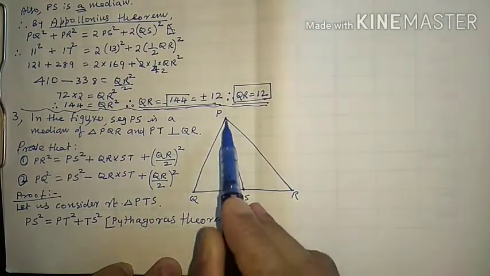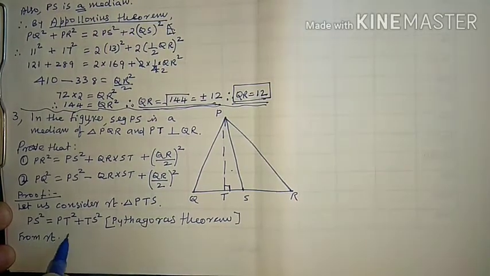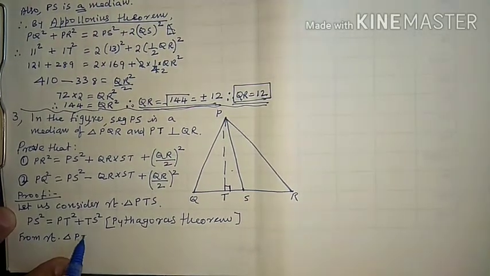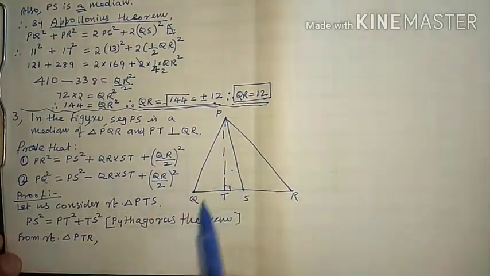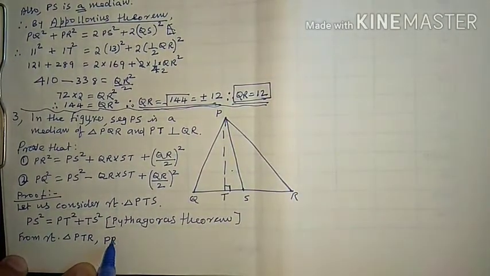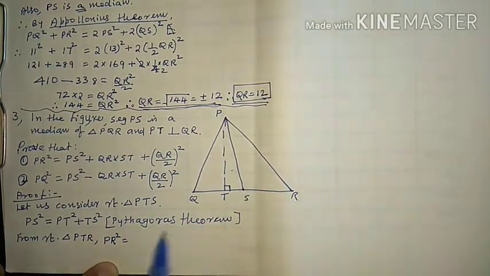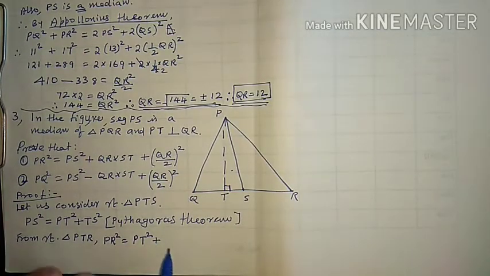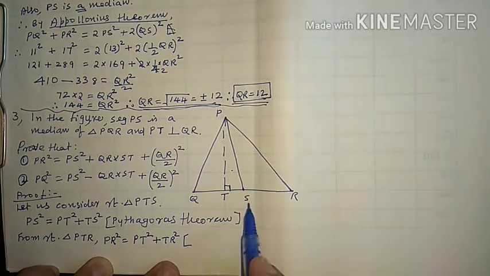triangle PTR. From right triangle PTR, PR square equal to what? PT square plus TR square. What is the reason? Pythagoras theorem, exactly the earliest statement only.